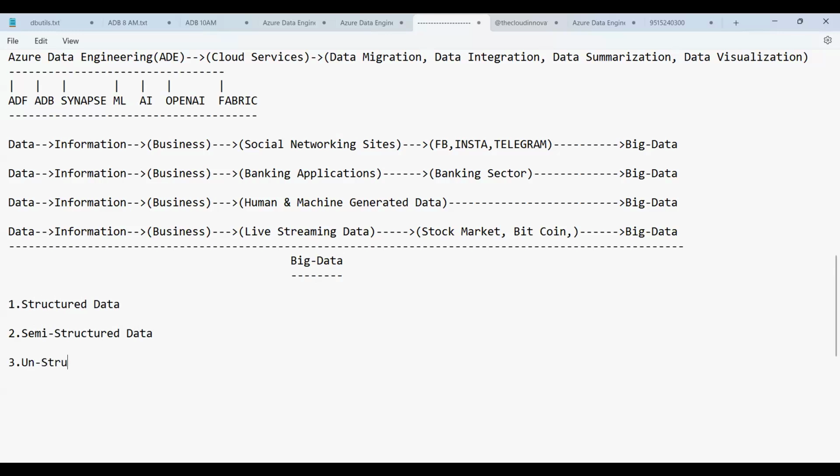So these are all the varieties of big data, you can say. Structured, semi-structured, and as well as the unstructured. So guys, when we talk about the structured data, structured data is nothing but what? The data already kept in a proper form is called the structured data.